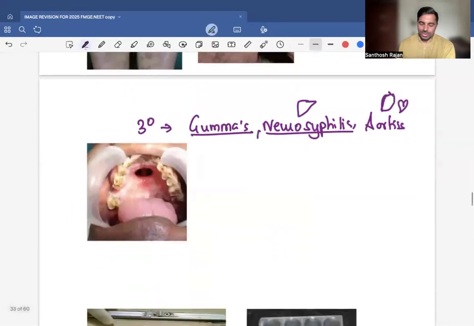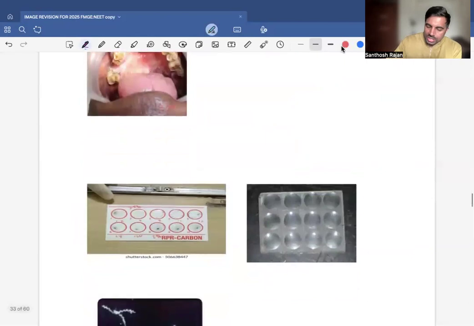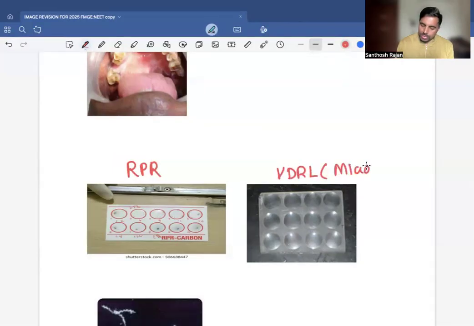Now next, the screening test, the non-specific test. You do VDRL. So this one is your RPR card, RPR. This is a VDRL. Only thing is that in VDRL you need a microscope. Both are precipitation reactions, and I'm not going to talk about that. Here this is a glass slide, so you put the antigen and antibody and you check.